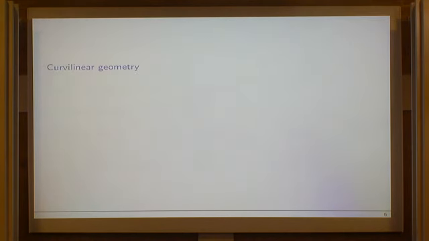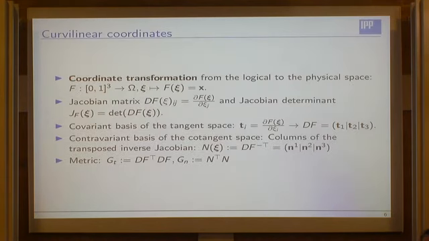Okay, so then let's talk about this curvilinear version. And here I first give a bit of notation that I will work with. So far we have always assumed we have a transformation f from the logical space in 3D to our physical space that is invertible. So we don't allow for singular points for the moment.